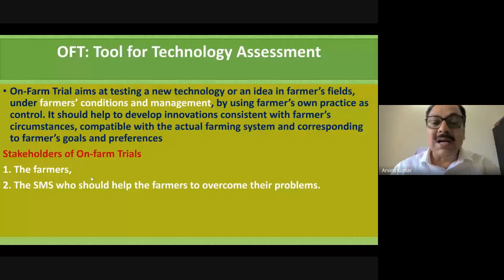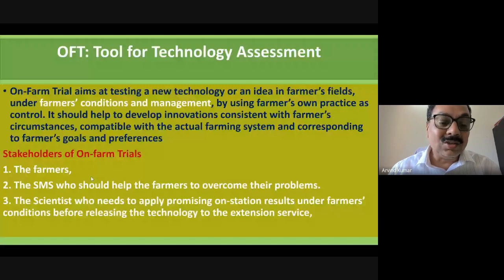So there are actually five stakeholders in this. The farmer, who is the most important, who is going to provide his land for technology testing, and with the facilitation or all kinds of guidance from the SMS, who is going to suggest the farmers to test the technology as per the protocol he has suggested. The scientist who has developed the technology is also one of the stakeholders to see whether his technology is working in the field or not. Then the extension system and government itself, you can say.